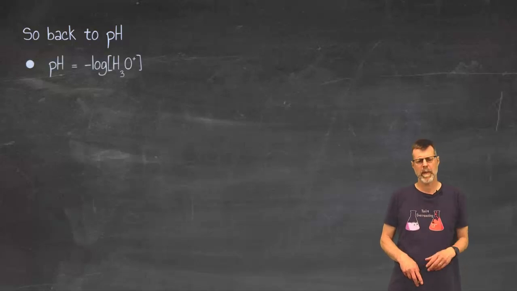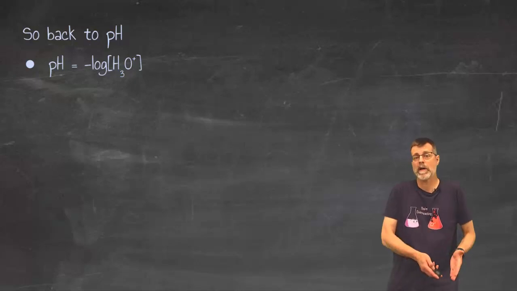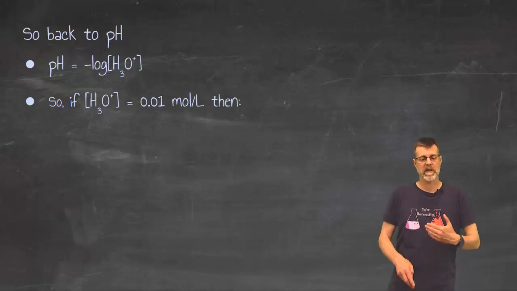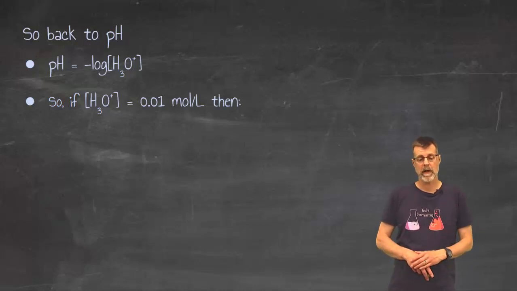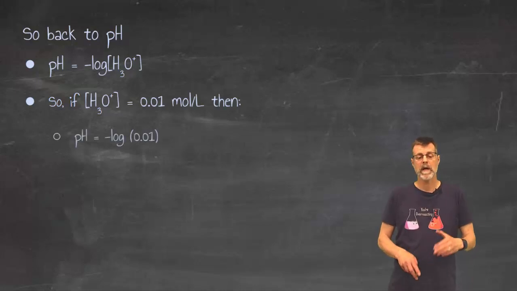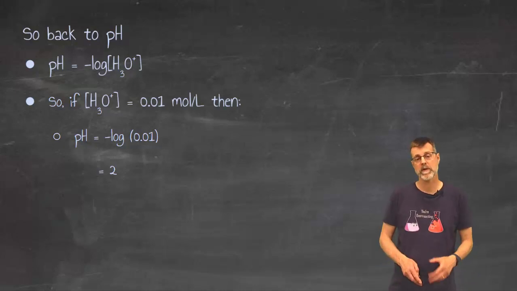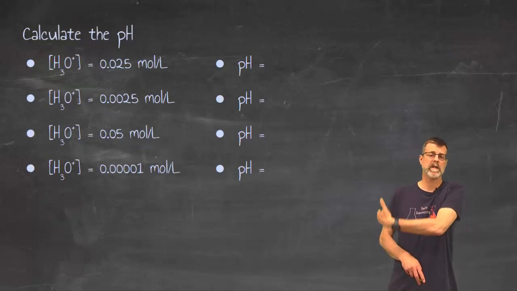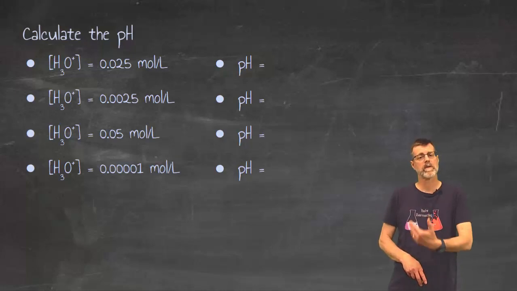If I use that formula to calculate the pH, that's how I got those pH numbers in the first place. If I have a solution that is 0.1 moles per liter of hydronium ion, then the pH is the negative log of that number, and it gives me a pH value of 1. That's really all it is. pH numbers come from these concentrations of hydronium ion if I'm using that formula. You should pause this, write these down, and calculate these out. I'll show you the answers in a moment.